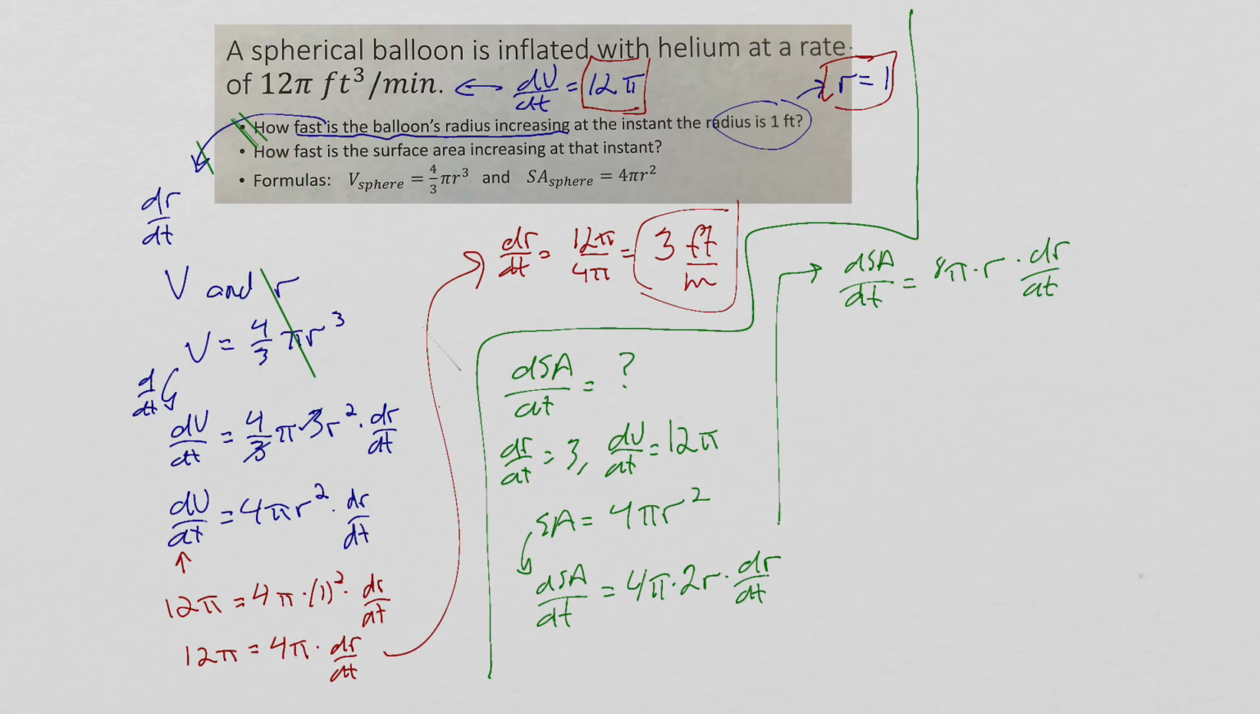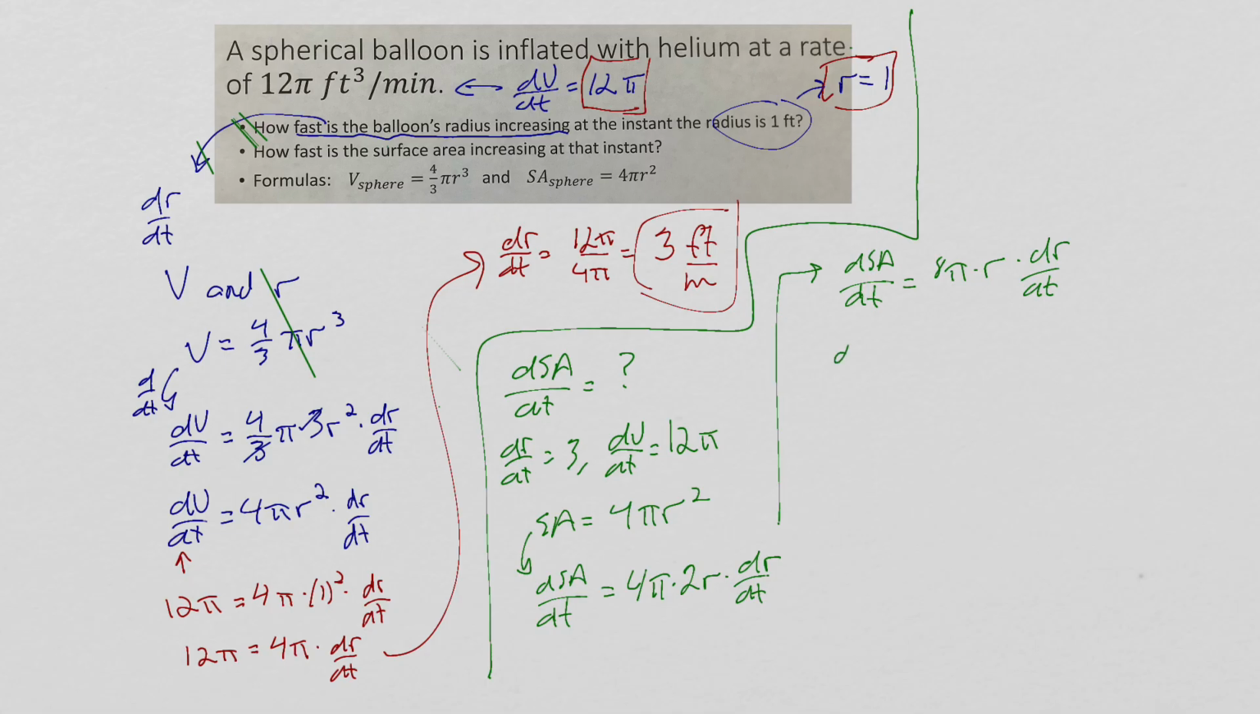From here, I'm going to figure out what pieces I need to plug in to get the rate of change of the surface area, because that's what I'm looking for. That's why I took the surface area equation and took its derivative with respect to time. Notice I got 8 pi, and I need the radius and dr dt. I know that the radius is 1 because that's the instant we were talking about. And I know that at that time dr dt is 3, which I found in the last problem.